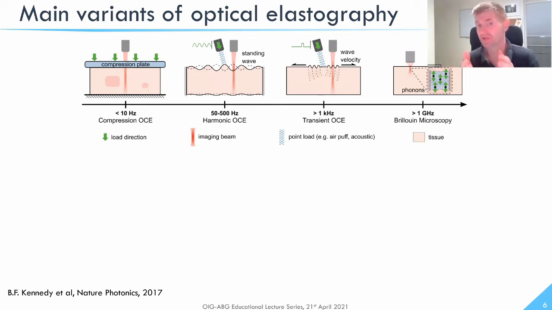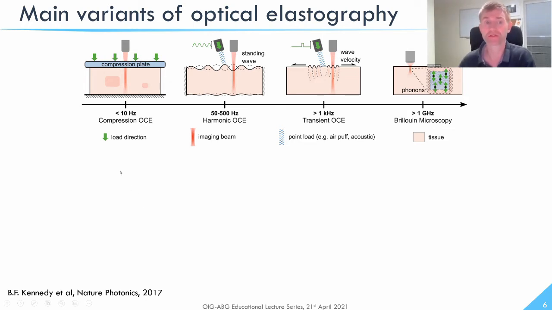The other main approach is transient OCE, where you apply a kind of local pulse of energy to the tissue. That could be acoustic radiation force, it could be laser excitation, or it could be an air puff in the case of the cornea. And that induces a wave propagating across the surface of the tissue. Through a particular mechanical model, you can relate that phase velocity to the elasticity of the tissue. In the standing wave case, you allow the excitation to extend to the boundaries of the tissue. You get reflections and you set up a standing wave. Again, you can use a different mechanical model to extract elasticity in that case.